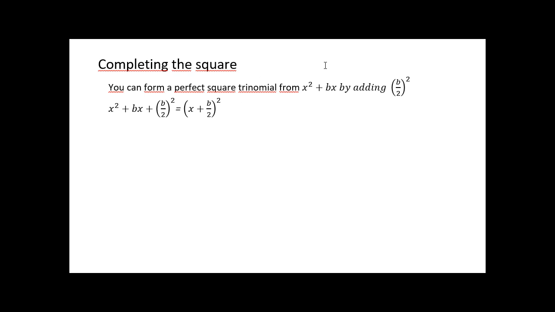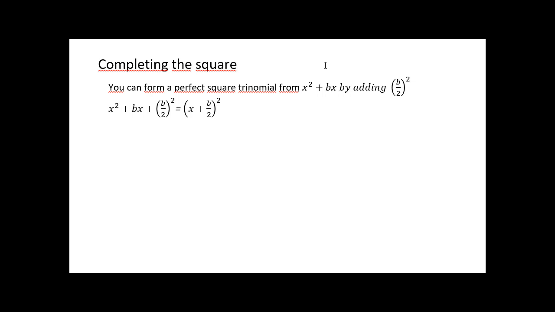Now, completing the square. You can form a perfect square trinomial from x squared plus bx if we add b over 2, all of this raised to the second power. What does it mean? If we have x squared plus bx, and we take the value of b, divide it by 2 and raise it to the second power, then we are transforming this expression into a perfect square trinomial.